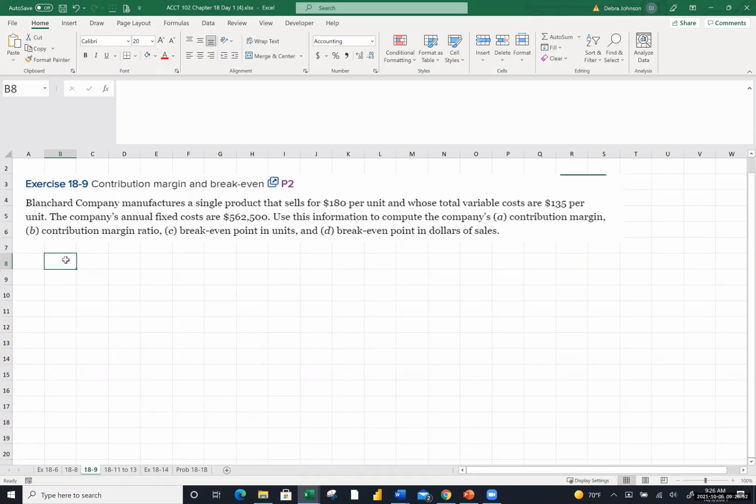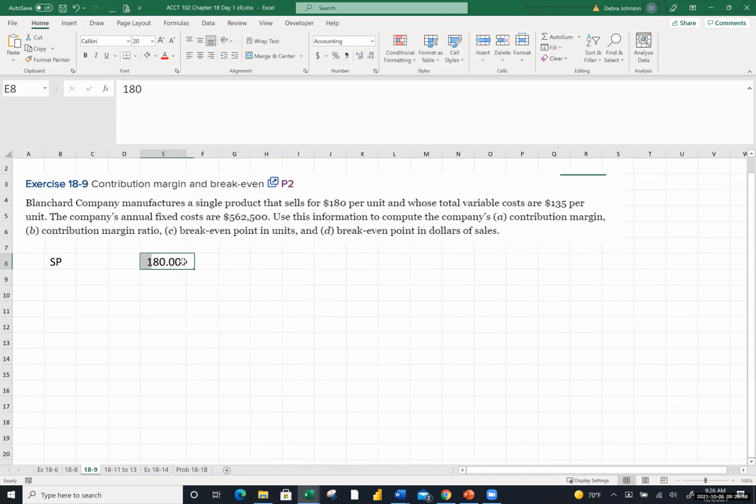Okay, I better write that down as we go. The selling price is $180, and they're giving this to us on a per unit basis. I'm going to write that down. And whose total variable costs are $135.